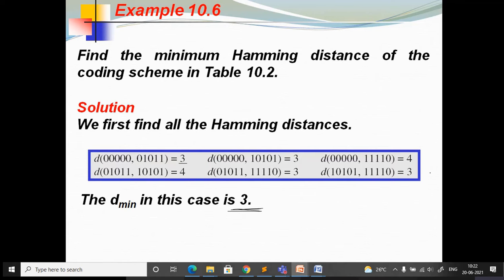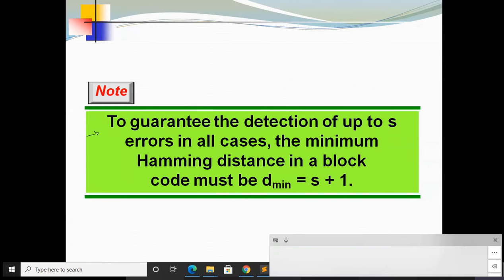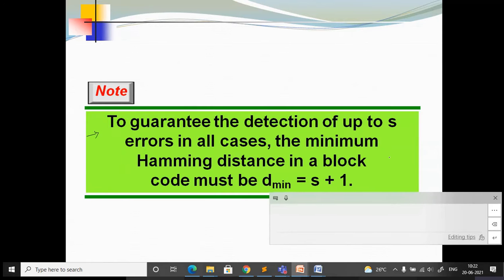In case you have any one combination having 2, then once again d min becomes 2. Okay, so to guarantee the detection of up to S errors in all cases, the minimum Hamming distance in a block code must be d min is equal to S plus 1. This point is very, very important. So what exactly does this statement tell?